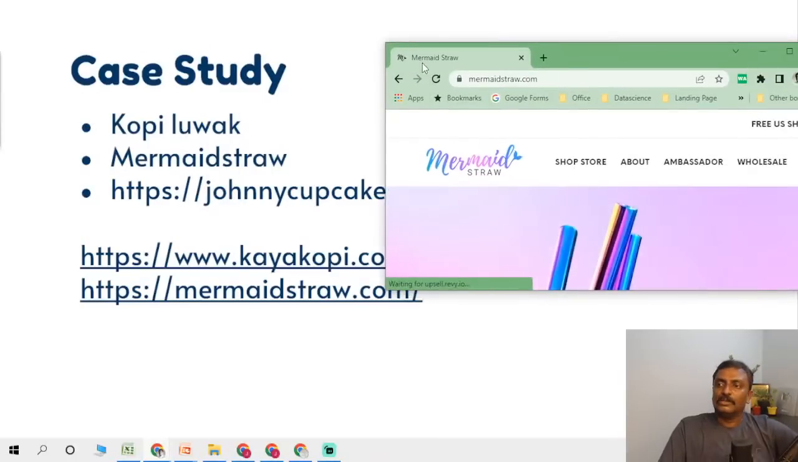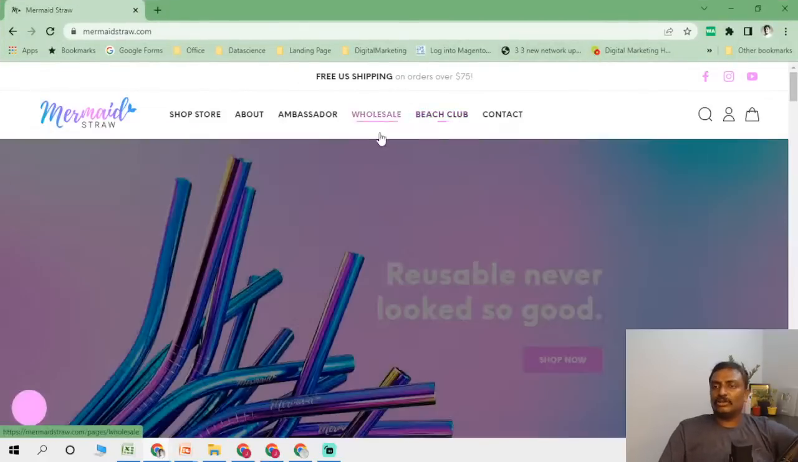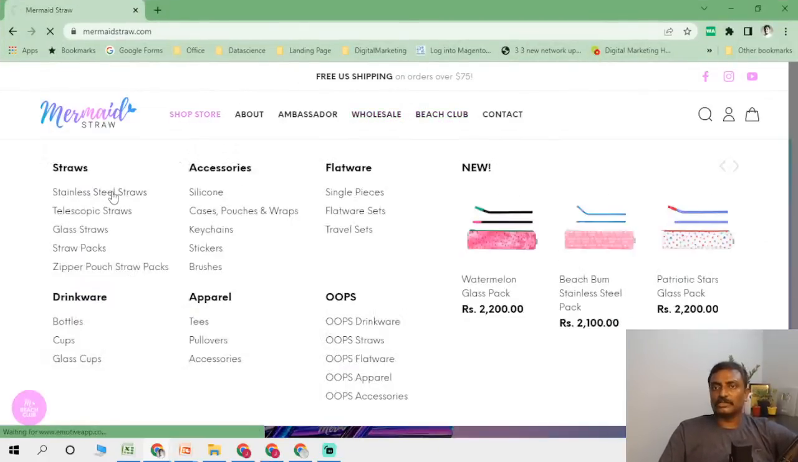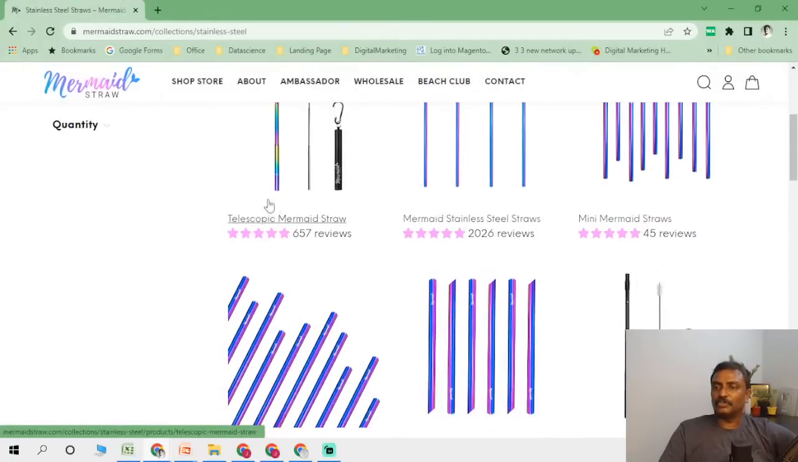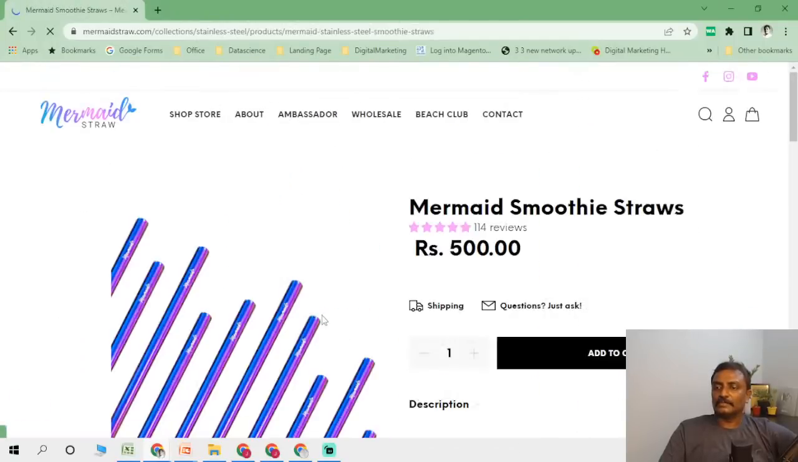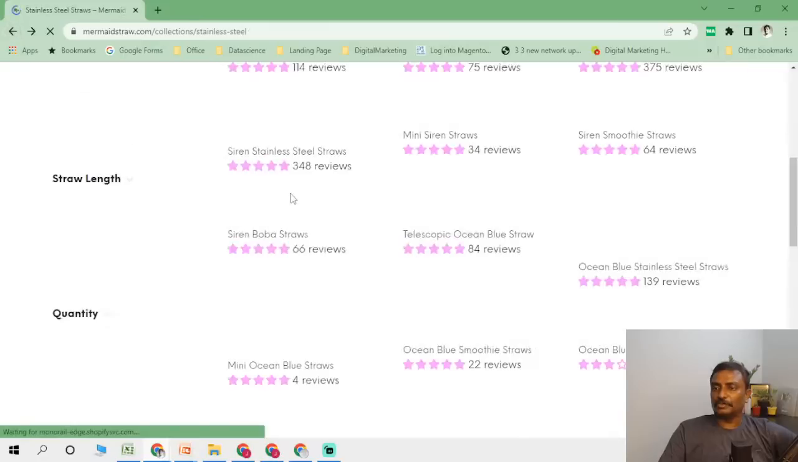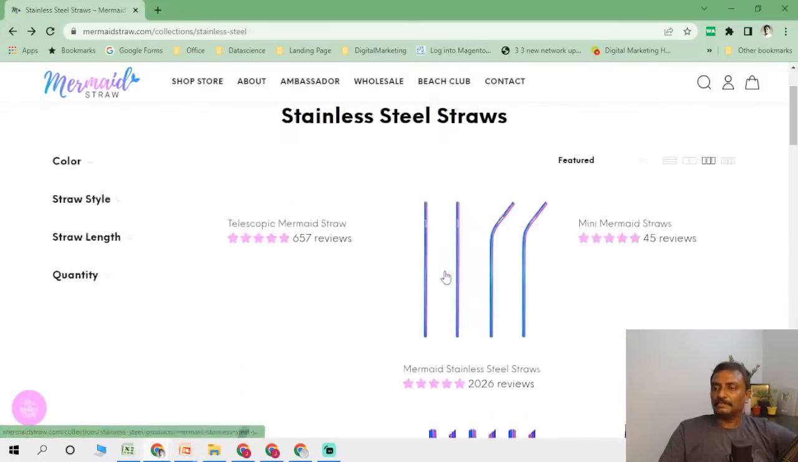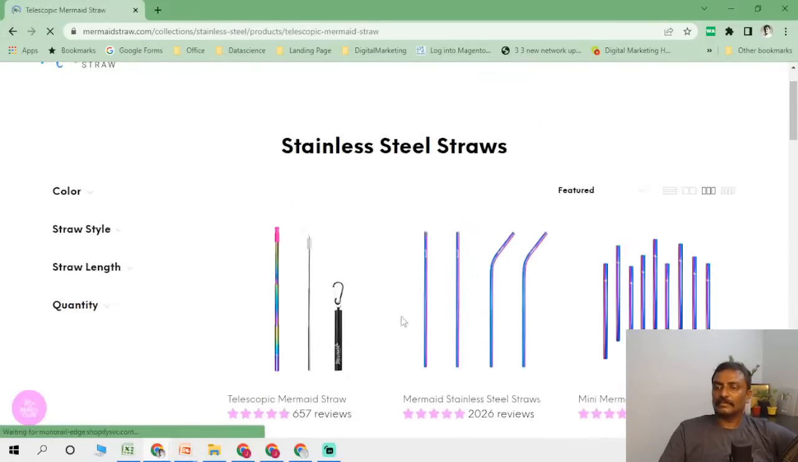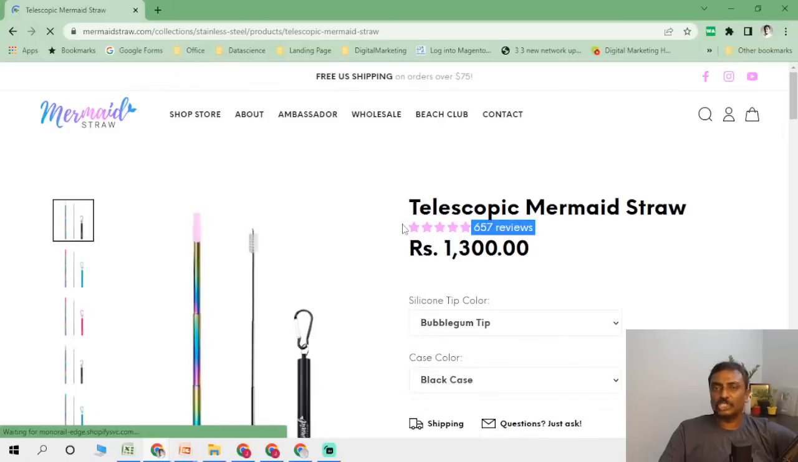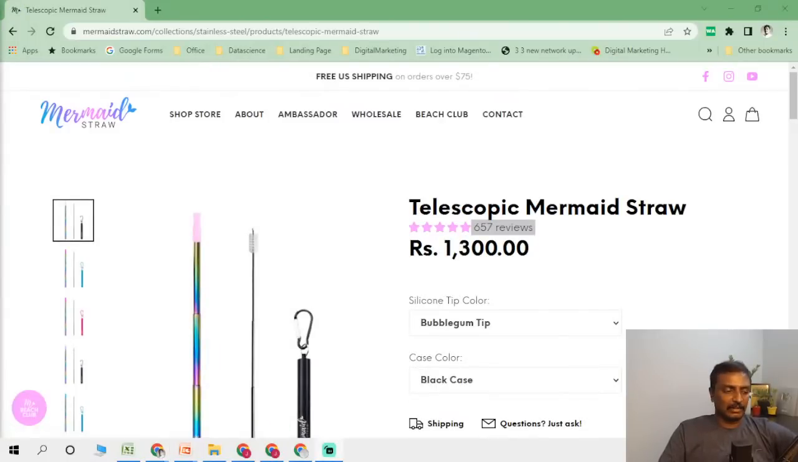So this is mermaidstraw.com, they sell only straws. If you check these straws, this one is 500 rupees. This one is 1,300 rupees, just a straw. How many of you know this company called Mermaid Straws, which sells straws? Give me a moment, let me check your chat.